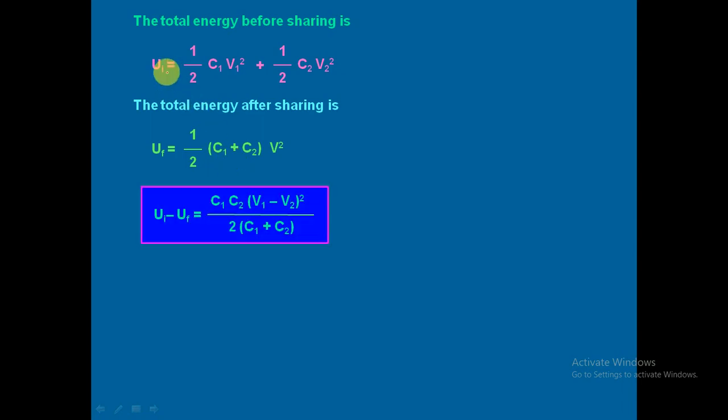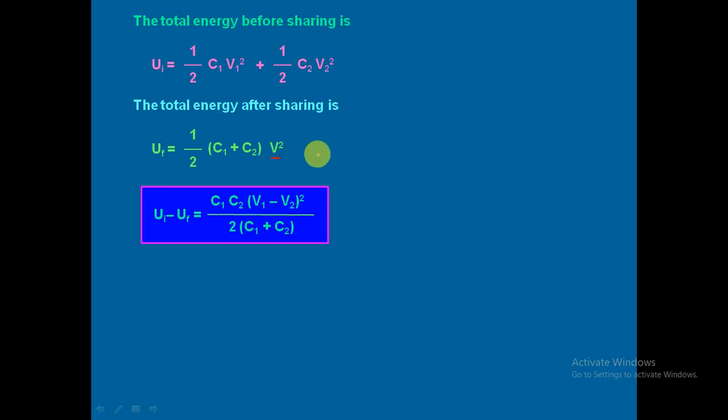If we subtract these two values, initial minus final, we expect that the final energy will be less because energy is lost in the form of heat. So we find initial energy minus final energy. The initial energy is half C1 V1 square plus half C2 V2 square, and the final is half (C1 plus C2) V square. You can substitute the value of V.